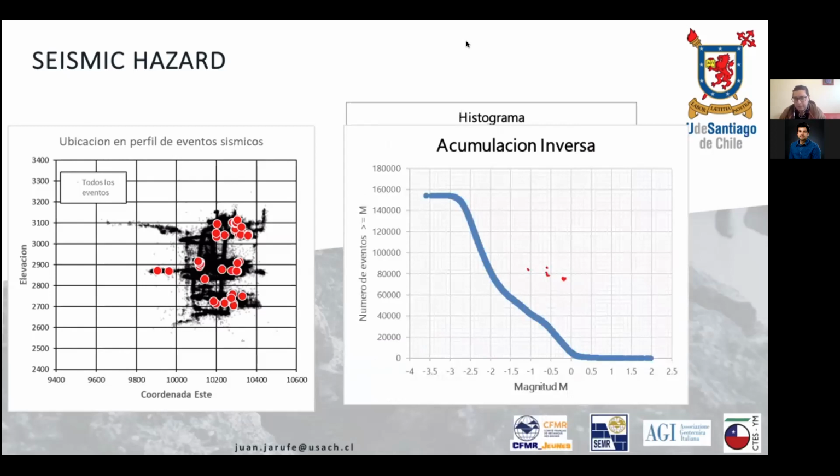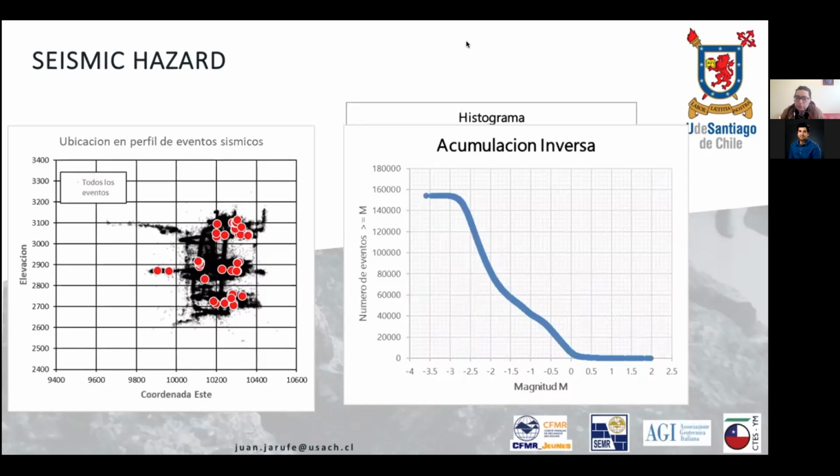cumulative chart. However, when we talk about seismicity, this chart means that that number of events are above that magnitude. But the magnitudes we are looking for, the important magnitudes for us, are those that are there. And in this chart, we lose the resolution of that part.